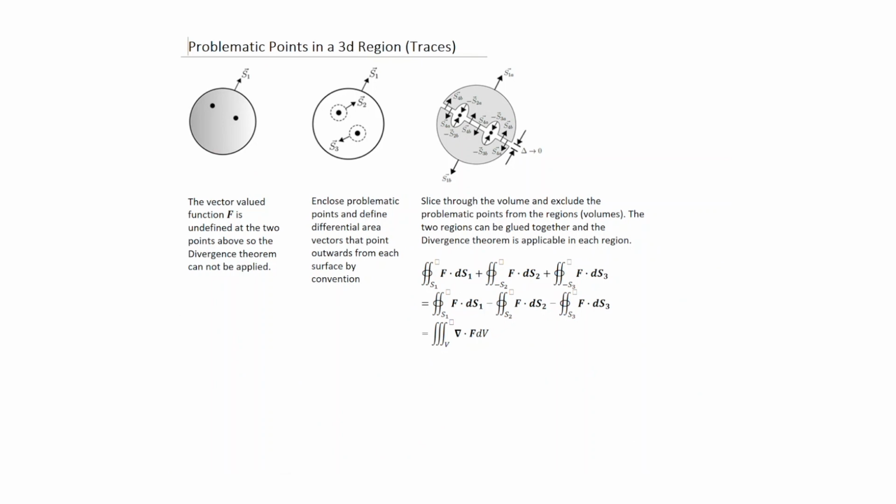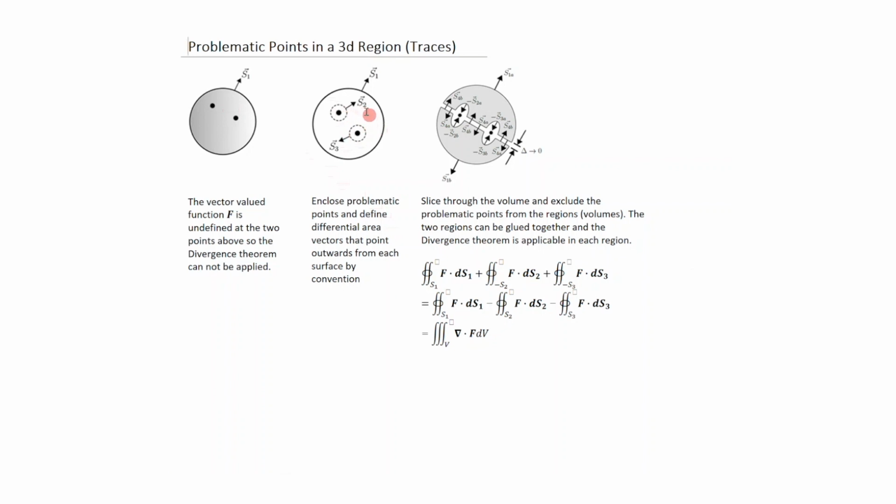And lastly, what about problematic points in a 3D region? Here I've shown just traces. And so, for instance, you have a point here, which you basically want to avoid, and a point here, which you want to avoid. And so we basically have drawn circles around them. So in actual reality, in a 3D diagram, this would be a hollowed out sphere and a hollowed out sphere, which encircles these points.